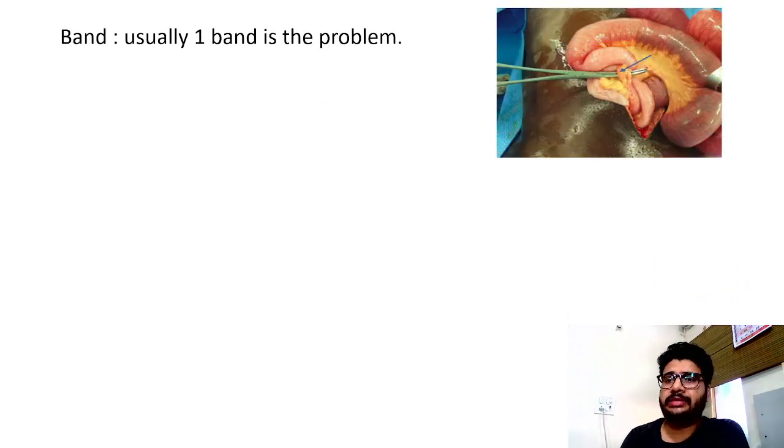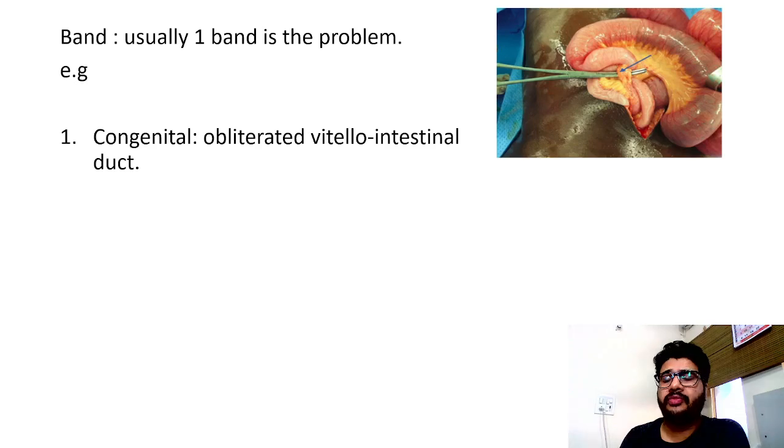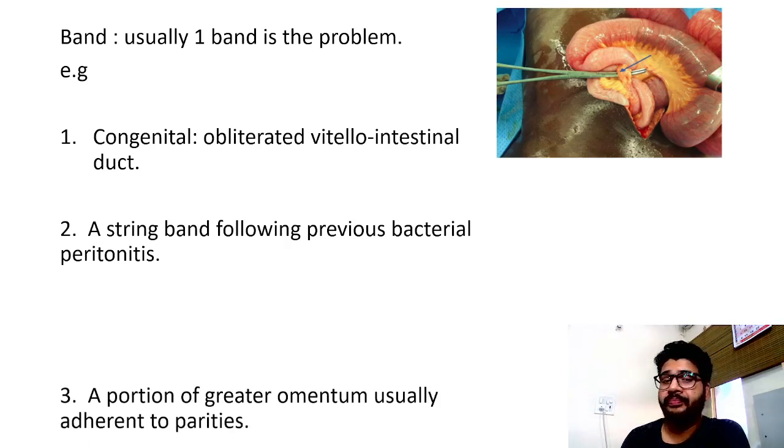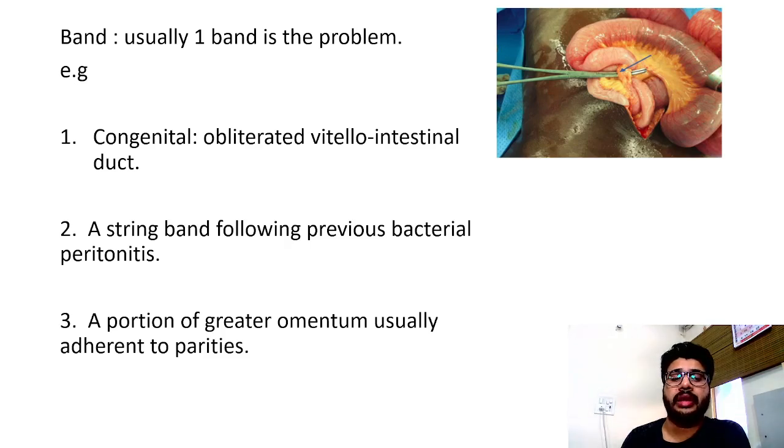Now, bands. A band is a structure, like we have seen in the first image, that causes obstruction, and there can be multiple bands. Now, if you remove the particular band, the obstruction may go, and you can leave the other bands which are not the culprit. Now the causes are congenital, like an obliterated vitellointestinal duct can form a band and lead to obstruction. A string band following previous bacterial peritonitis can be there. Also, a portion of greater omentum can adhere to the parietes and may cause obstruction around it.